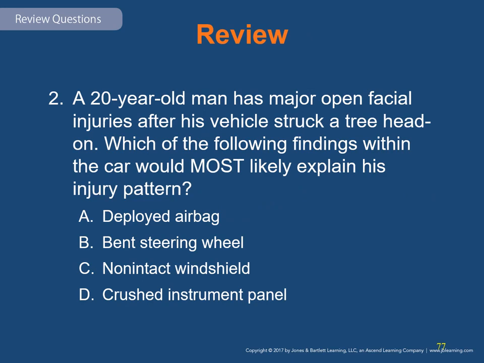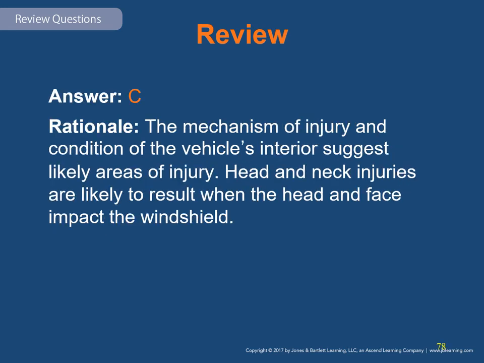Review question 2. A 20-year-old man has major open facial injuries after his vehicle struck a tree head-on. Which of the following findings within the car would most likely explain his injury pattern? A. Deployed airbag, B. Bent steering wheel, C. Non-intact windshield, D. Crushed instrument panel. The correct answer is C.